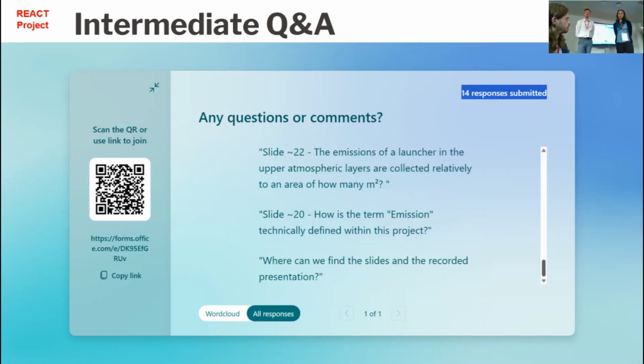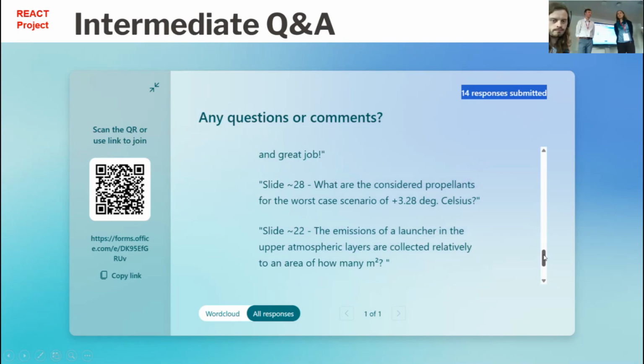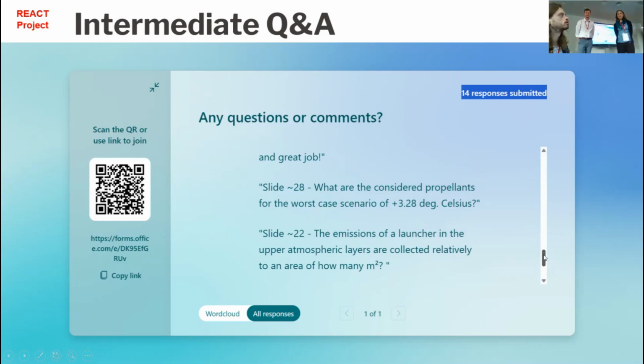Okay, clarification on emission, Corinne? I would say it's any artificial. So the question is, how is the term emissions technically defined within this project? I would say it's an artificial input into the atmosphere of a particle, which will then undergo a certain fate. And Jan, about the area, so the emissions of the launchers are collected relative to an area? Yeah, exactly. So this area is dependent on the launcher diameter or the launcher square area, and then it's multiplied by an effective.